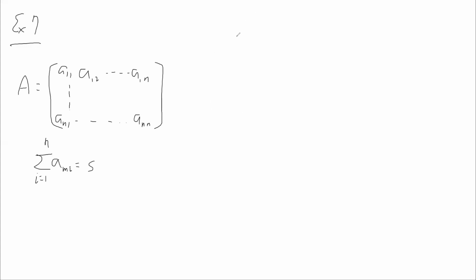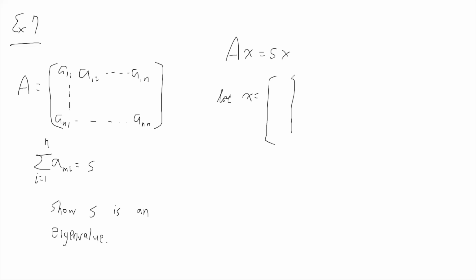So we're going to show S is an eigenvalue, and this is very easy. If you want to give it a try, you can pause the video. We want to show that A times X is equal to S times X. In this case, I'm going to let X be an n by 1 vector with all ones.